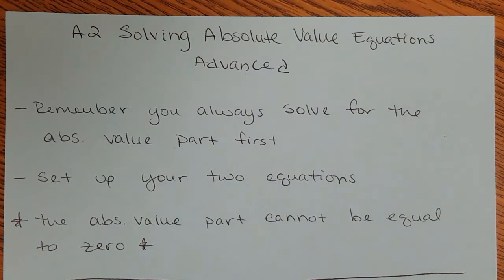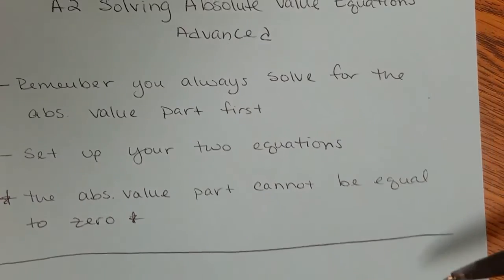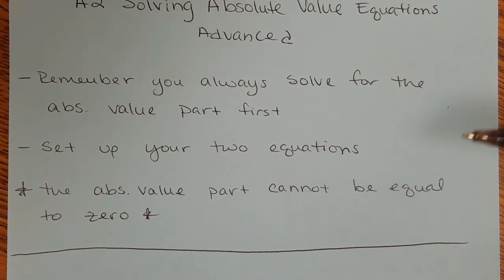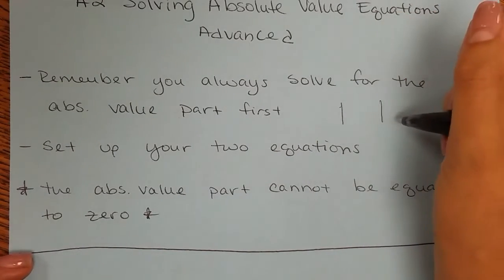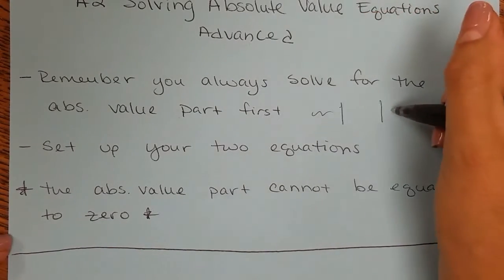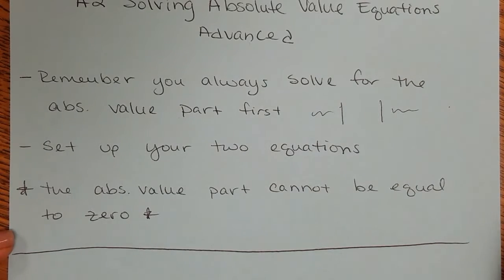Alright guys, this is solving absolute value equations advanced, or part 2. A couple of things that you need to remember. You always need to get the absolute value part of the equation by itself. So whatever is inside of the two absolute value signs needs to be by itself. So anything over here needs to go and anything over here needs to go.